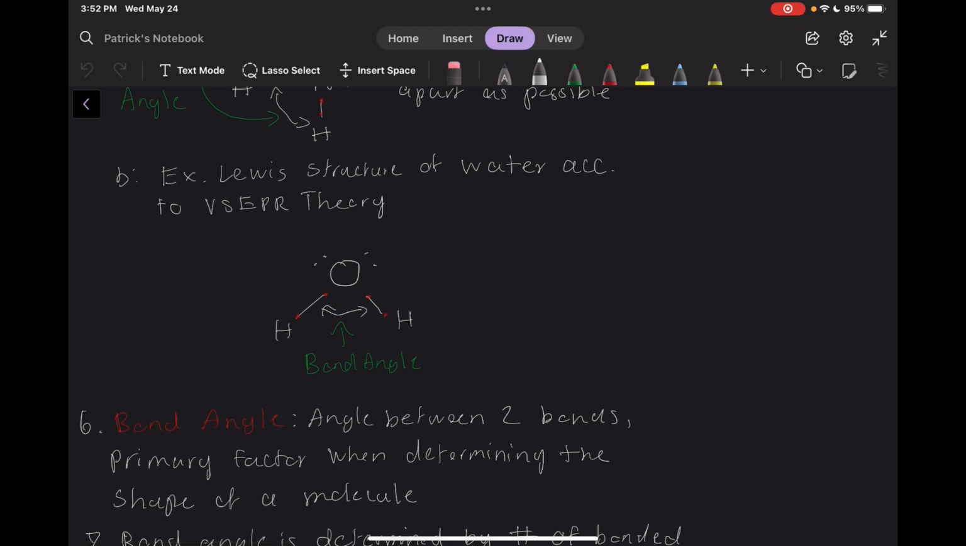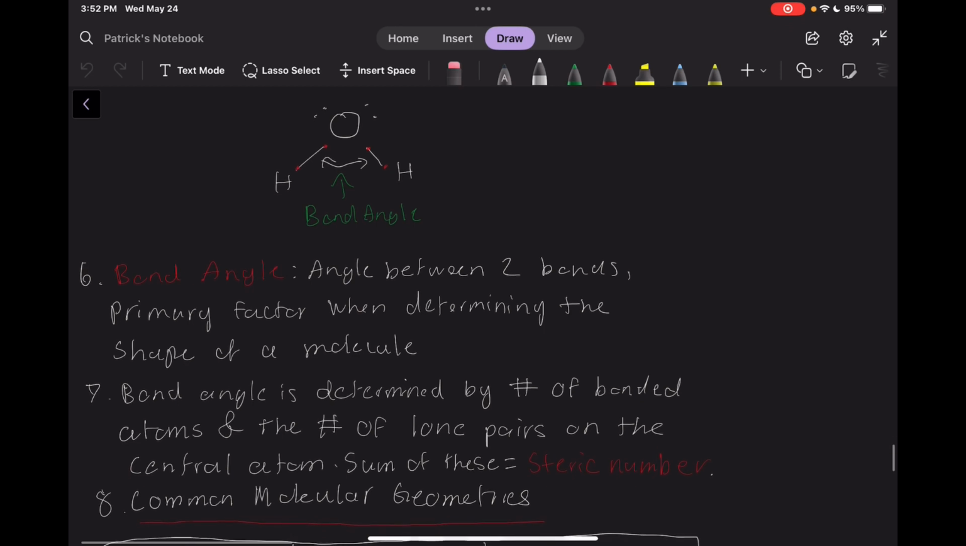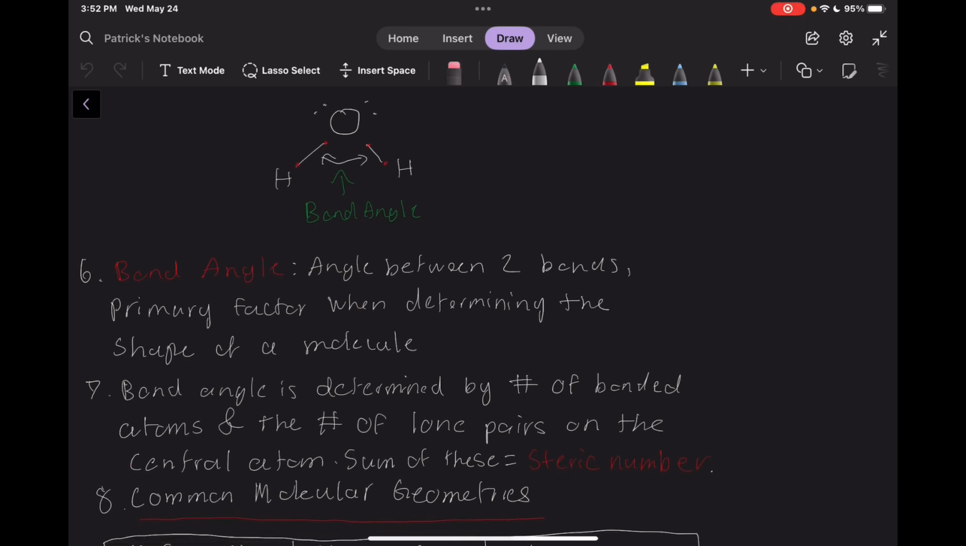Here's another example, the accurate Lewis structure for water according to VSEPR theory. This time there are only two bonds, so there's only the one bond angle between them. It's also worth mentioning that bond angle is the primary factor when determining the shape of a molecule. This is because drawing accurate Lewis structures requires some knowledge about how the atoms are arranged, and knowing the bond angle can help us predict that and draw the best structure possible.